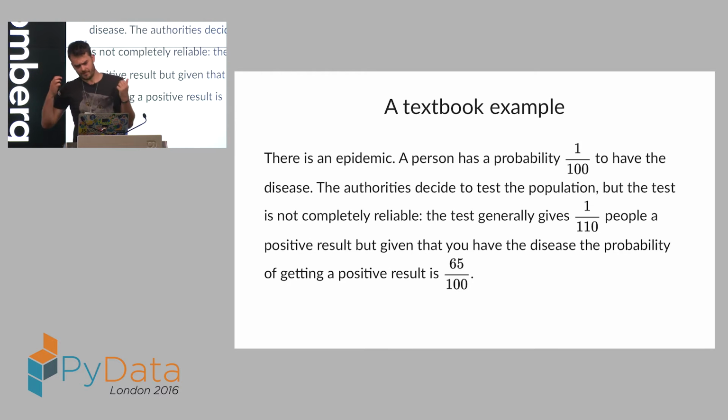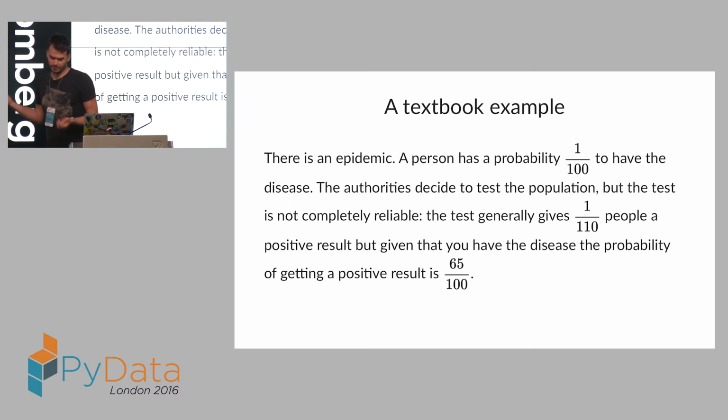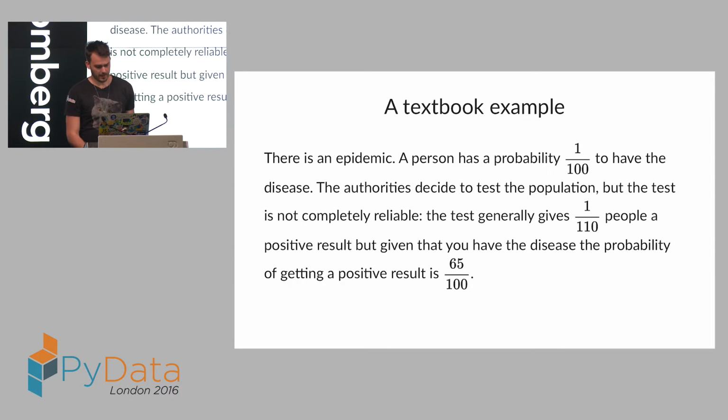So let's go over a very textbook example and show some more cool things you can do with this very simple rule. Let's assume that there's an epidemic. There's a very scary disease, and we're worried about that. A person has a probability of 1 over 100 to actually have the disease, which is very high. Hence, the authorities decide to test the population. Like any test, the test is not generally reliable, and 1 out of 110 people get a positive result. But given that you have the disease, the probability of getting a positive result is 65 over 100.